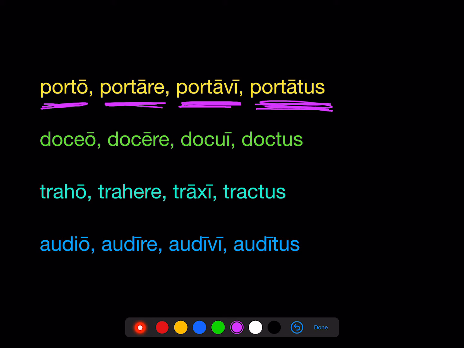If you look at this second principal part, the vowel that's there will let you know what conjugation the verb belongs to. So if it's a long A, then it's first conjugation. If it's a long E, it's second conjugation. If it's a short E, it's third conjugation. And if it's a long I, it's fourth conjugation.